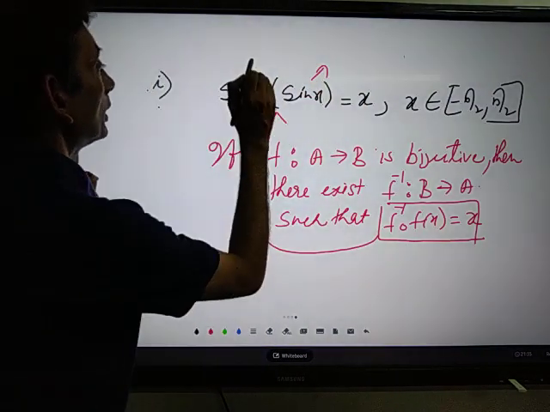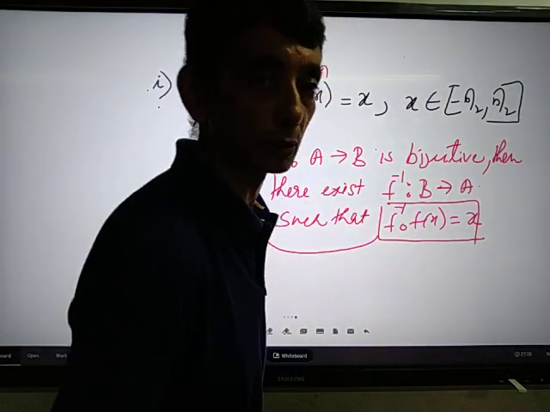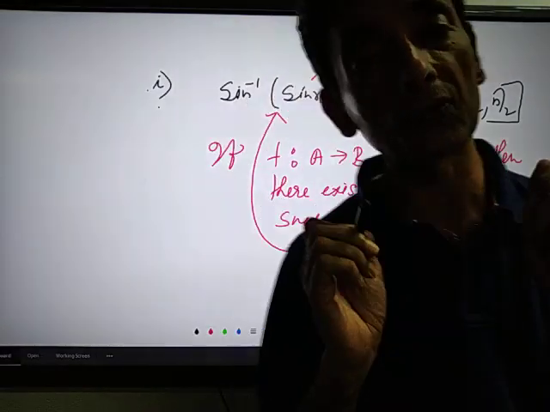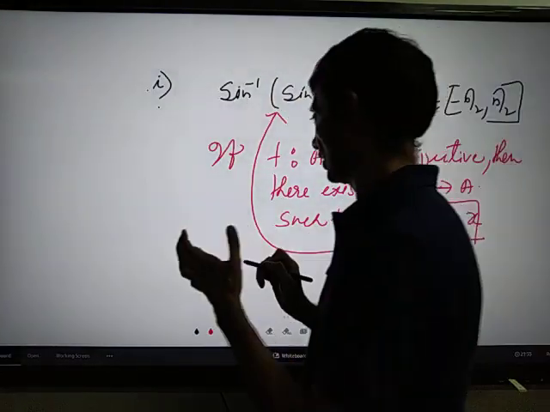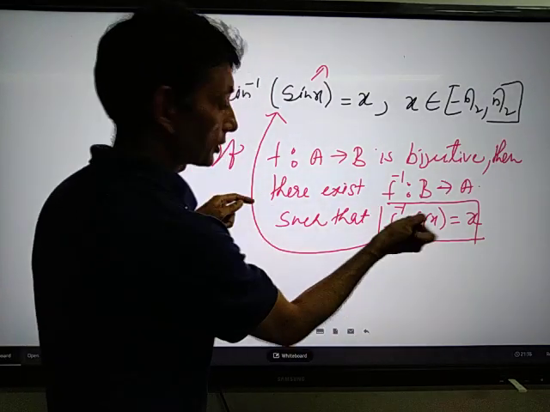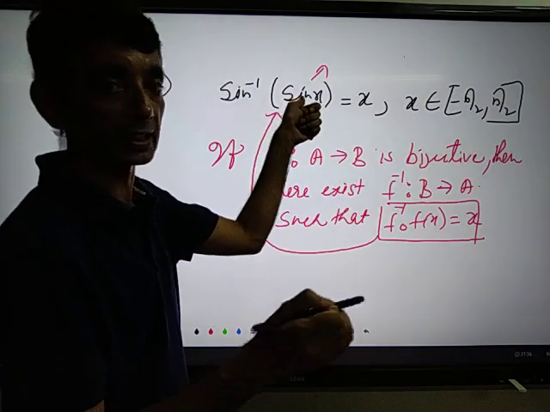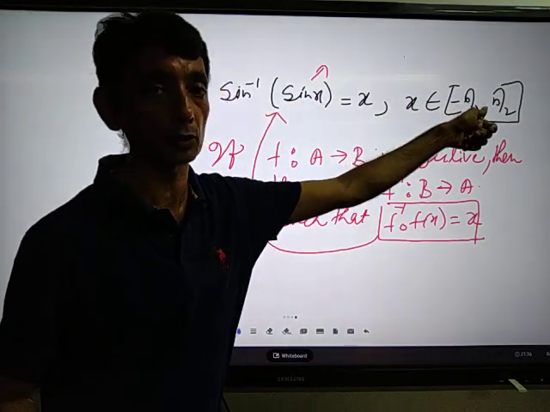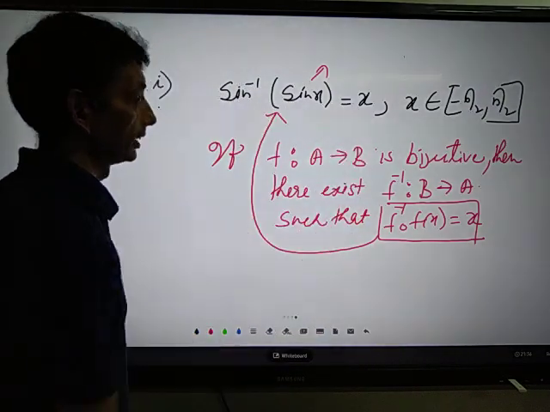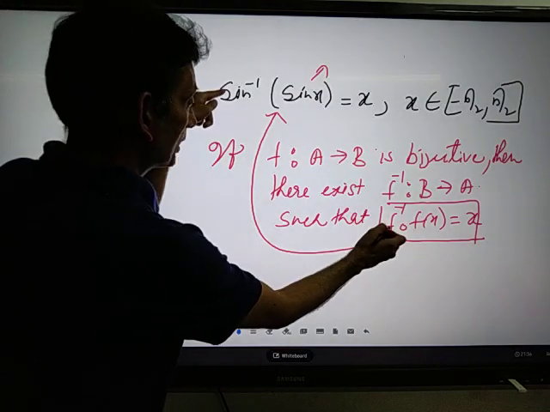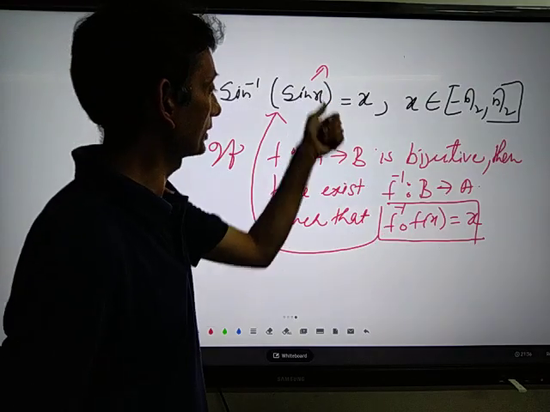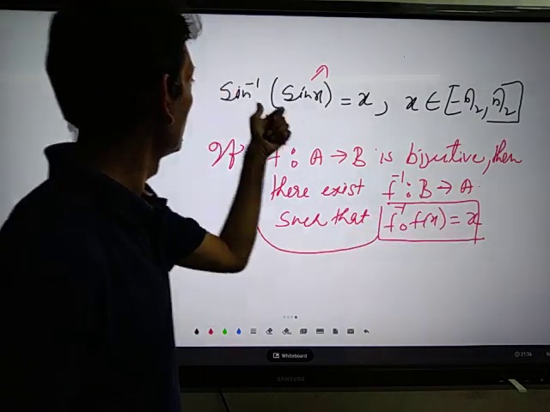Therefore, if you restrict the domain to minus pi by 2 to pi by 2, sine x becomes bijective, and if the function becomes bijective, then the inverse of the function exists. Since sine x is bijective for x belongs to minus pi by 2 to pi by 2, sine inverse exists. So hence you can definitely write sine inverse sine x is equal to x. Here, f inverse is sine inverse and the function is sine x, so f inverse of f of x is equal to x.